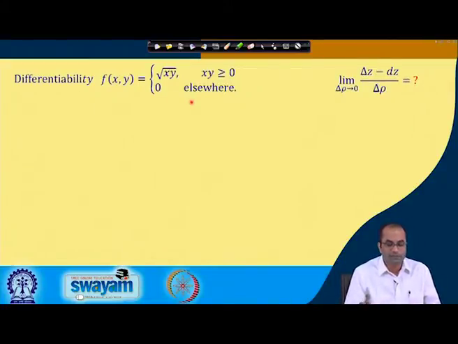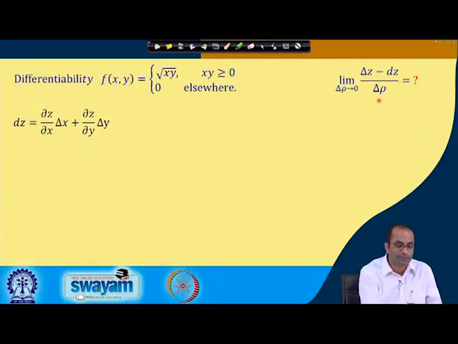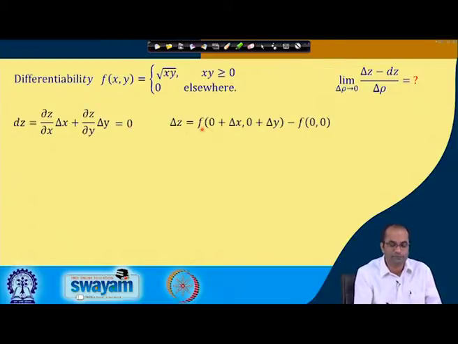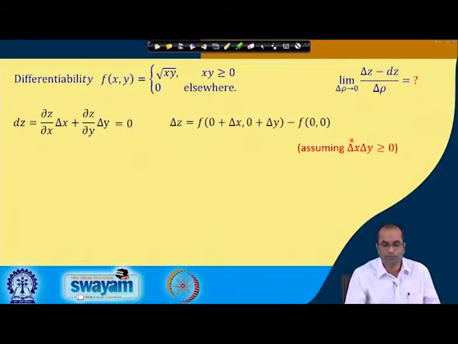Now, to check the differentiability, we will find this limit and see what its value is. If this limit comes out to be 0, then the function is differentiable. If we do not get this limit as 0, then the function is not differentiable. For that we need dz, built from the partial derivative of z with respect to x and the partial derivative of z with respect to y at the origin, and both of them were 0. So, we have dz equal to 0, and delta z, which is f(0 plus delta x, 0 plus delta y) minus f(0, 0). So, this will become the square root of delta x delta y, minus 0 here, assuming that this product is positive.